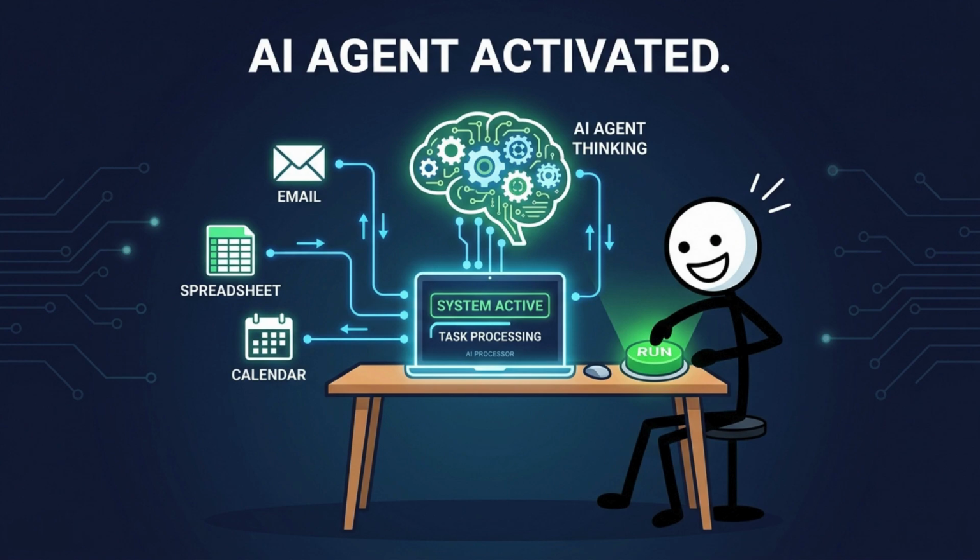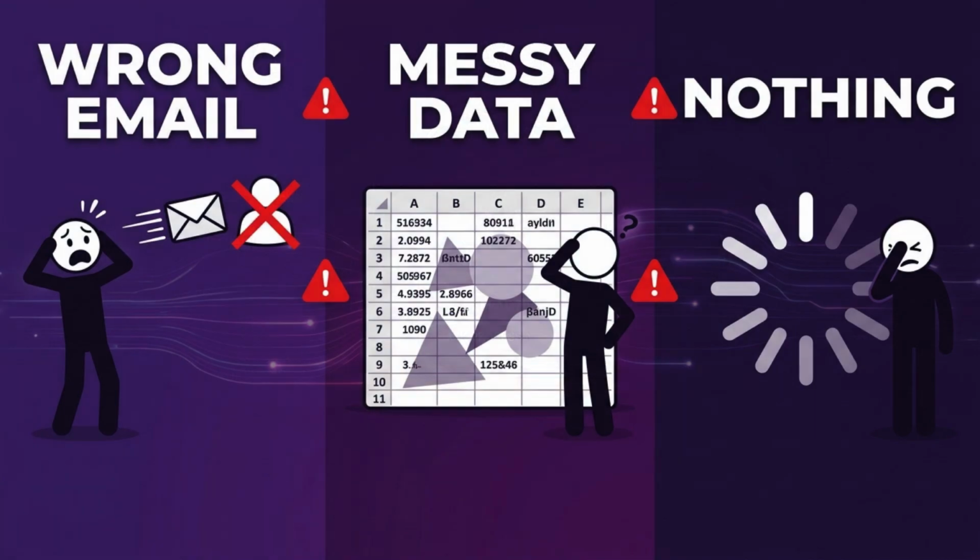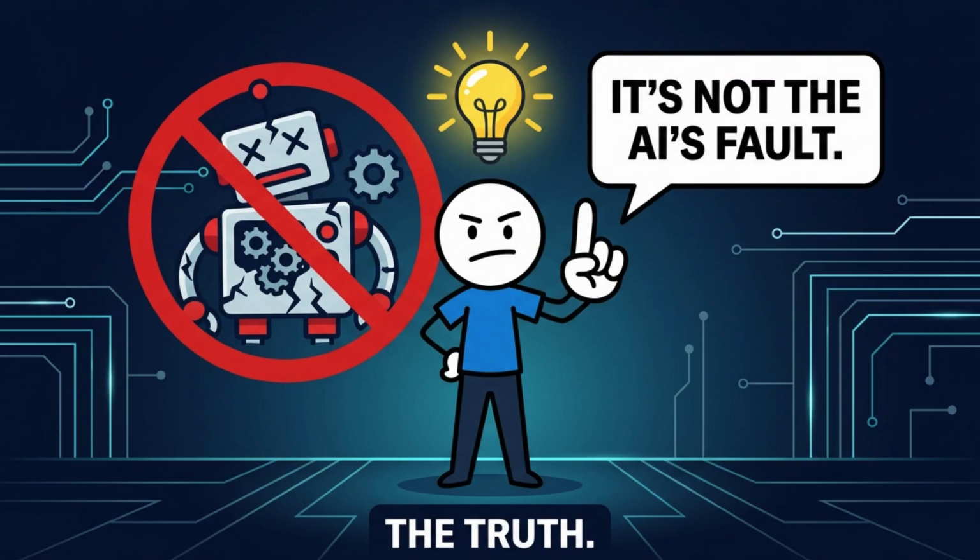You built an AI agent that was supposed to save you hours of work. You fed it instructions, connected it to your tools, and hit run. And then, it sent an email to the wrong person. It formatted your spreadsheet like abstract art. Or it just sat there, spinning, doing absolutely nothing. Sound familiar? Here's the thing nobody tells you.